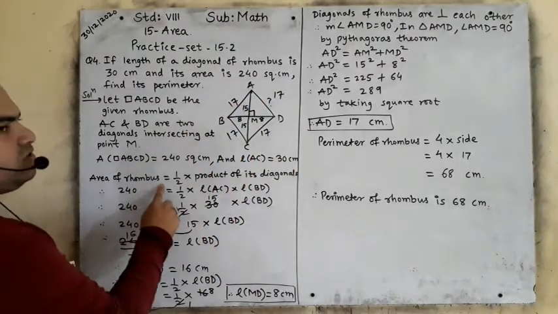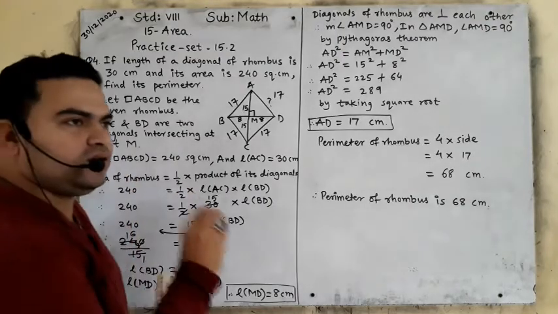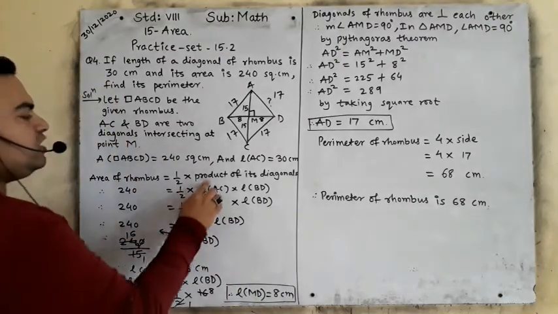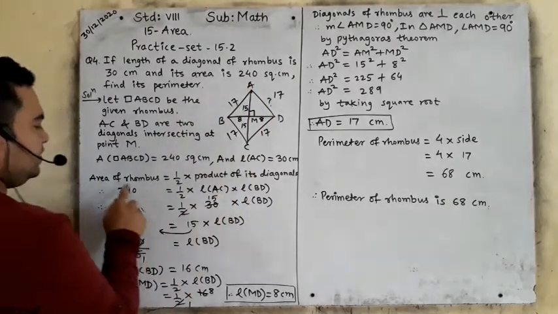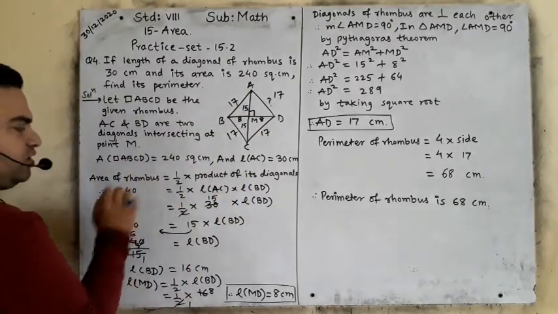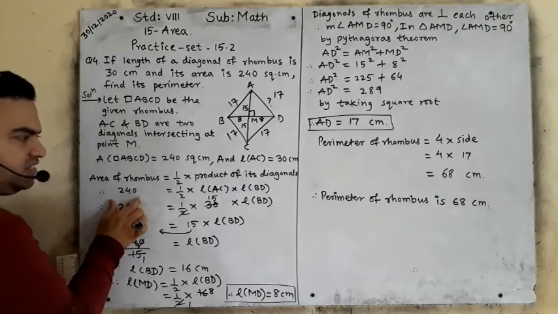Area of rhombus is equal to half multiplied by the product of its diagonals. Product means multiplication. Two diagonals, AC multiplied by BD. The area of the rhombus is given as 240 square centimeter.